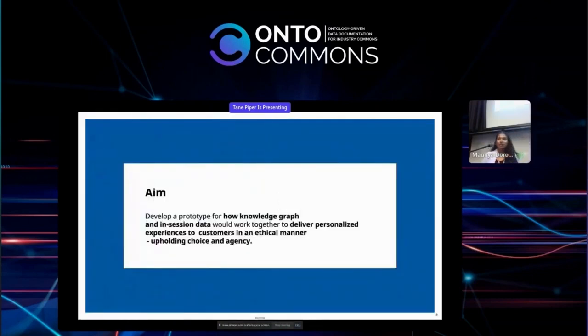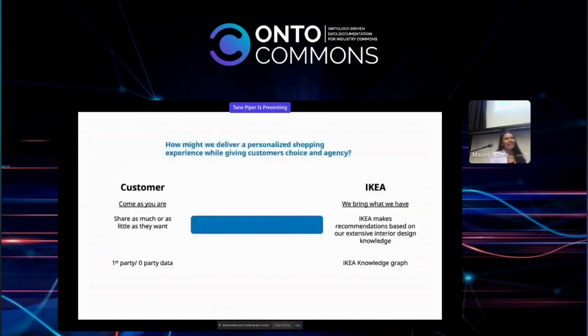The aim, how we scoped this exercise, was to develop a prototype where we take a knowledge graph and just in-session data to deliver a personalized experience to customers so that we can also uphold their choice and agency. Of course, it's an experiment because we don't know how it works, but that's what we tried. And this is the scope of the experiment, where we asked, can we deliver this and how do we do that?